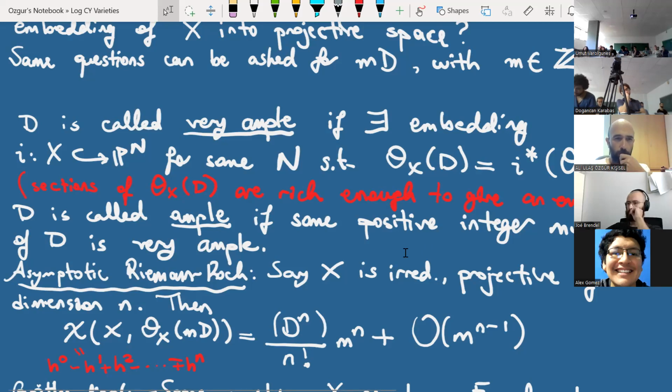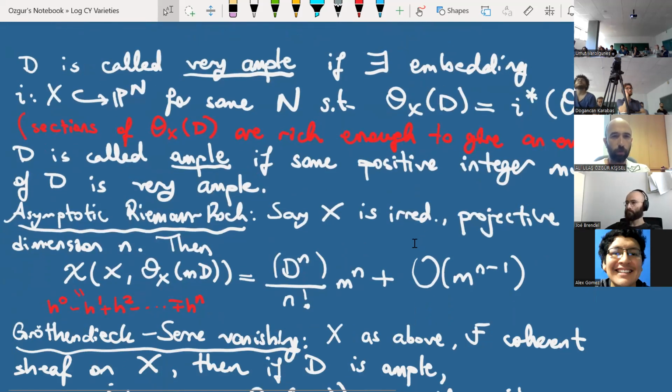Okay. Now, something about Riemann-Roch. So Riemann-Roch is, in general, some important relation between the Euler characteristic of a coherent sheaf and topological information about the variety. So the asymptotic version is what I just want to mention here. So say X is irreducible and projective of dimension n, then you could look at the Euler characteristic of the sheaf O_X(mD).